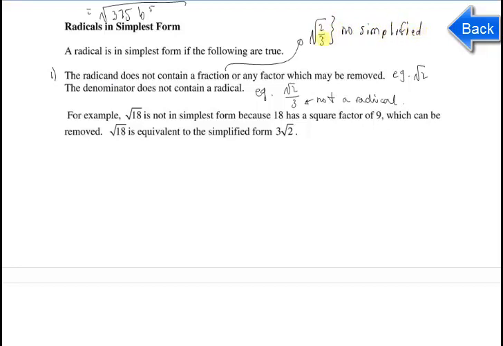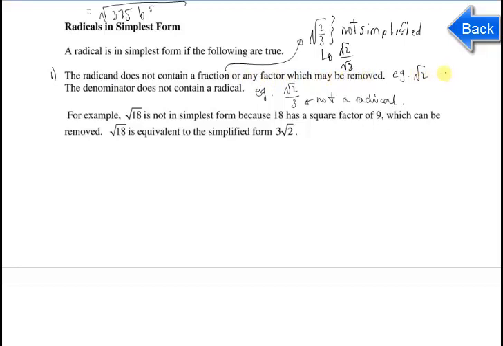Okay, because by convention, we consider radicals simplified if the denominator does not have a radical, and this one does because I can split the square root of 2 over 3 up into the square root of 2 over the square root of 3, and then you can see you have a radical in the denominator, so that's not simplified. So the radicand does not contain a fraction or any factor which may be removed.